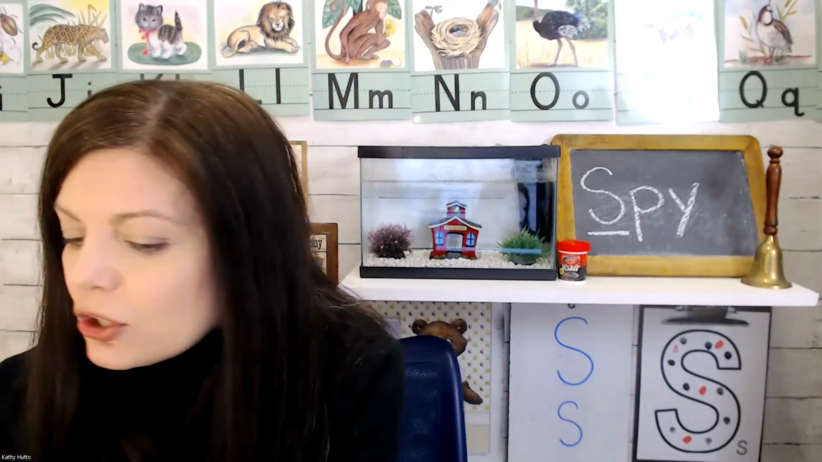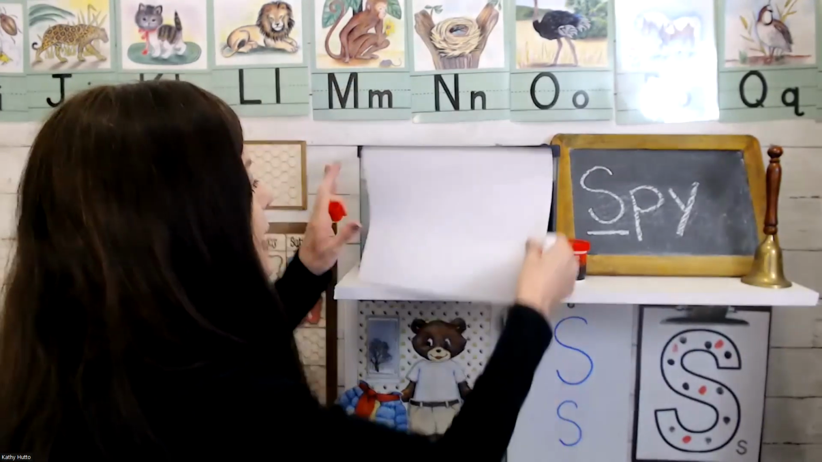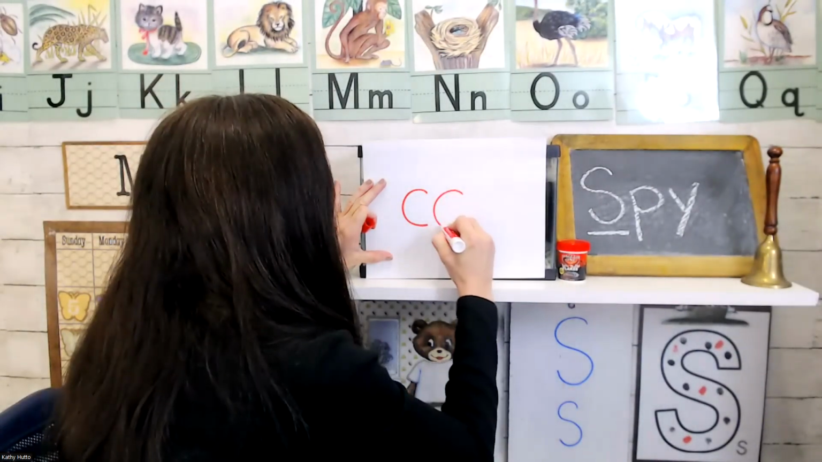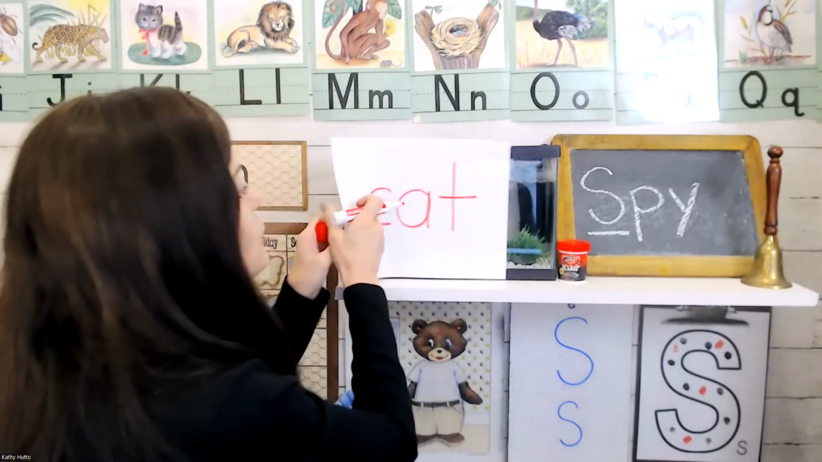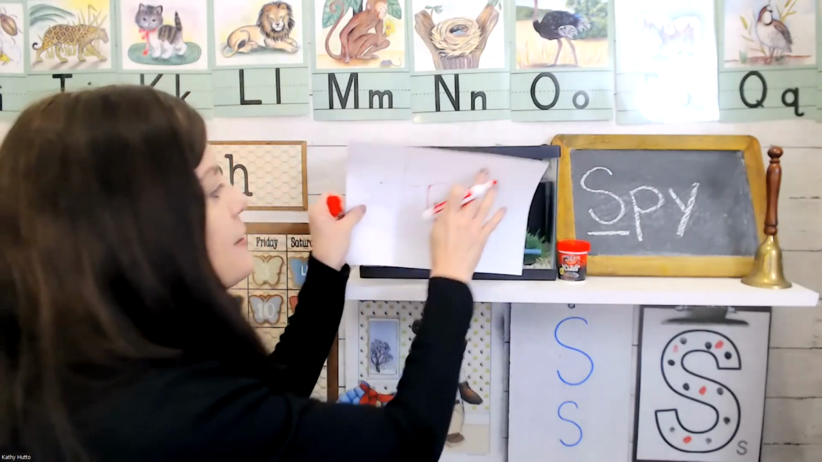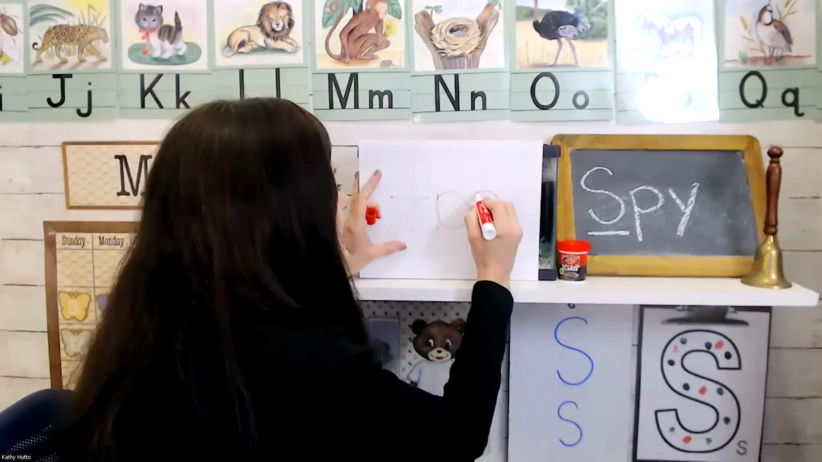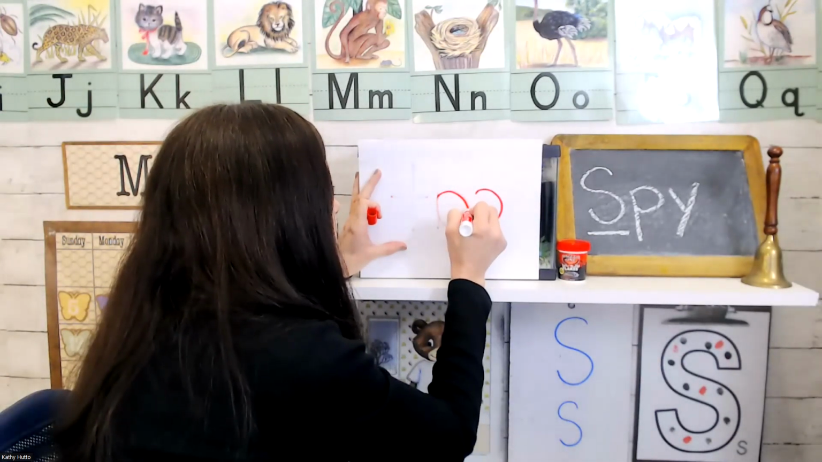So all you have to do is take a piece of paper and a marker. Marker works best. You can write a word like cat, C-A-T, and then turn it backwards like this and trace. If you use a marker, you should be able to see through the paper. Trace on top.